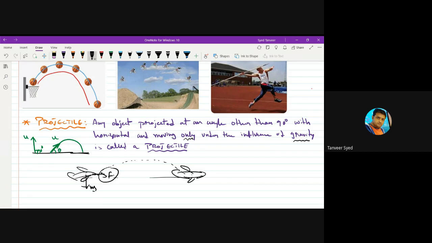A helicopter is not a projectile. A missile which is fired is not a projectile. A rocket is not a projectile. They have thrusts or forces acting on them due to their engines. So we cannot treat those things as projectiles. Only bodies moving under gravity are projectiles.